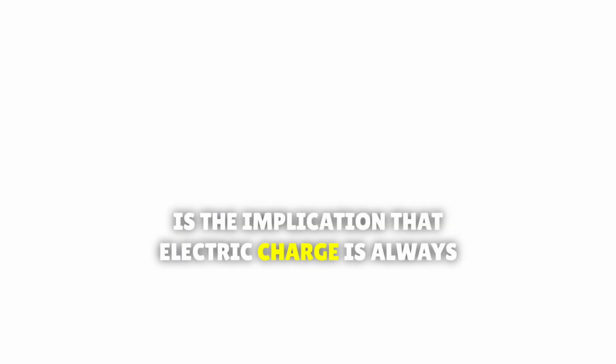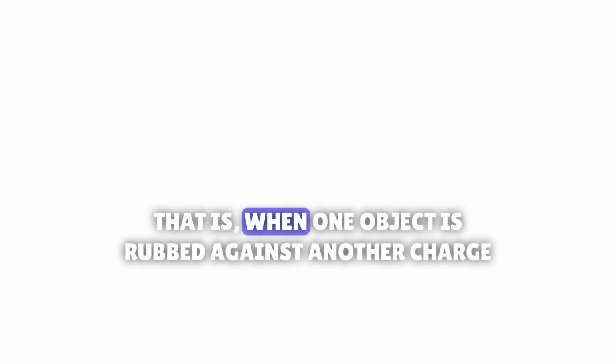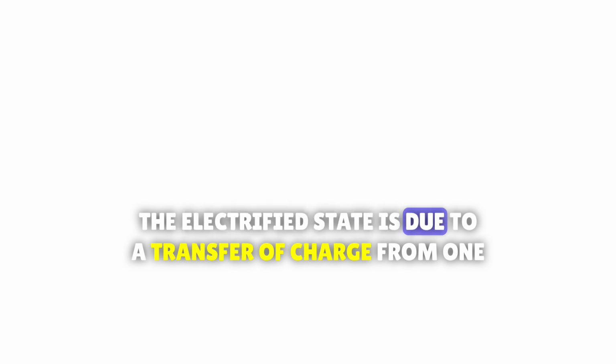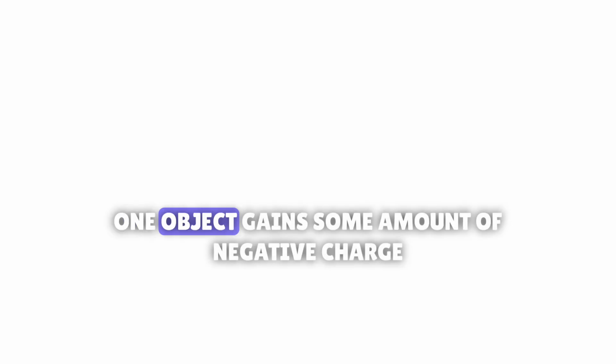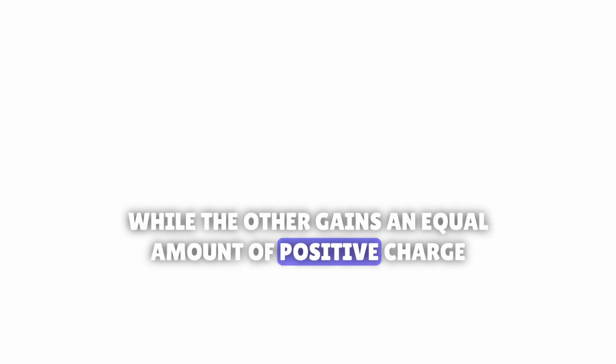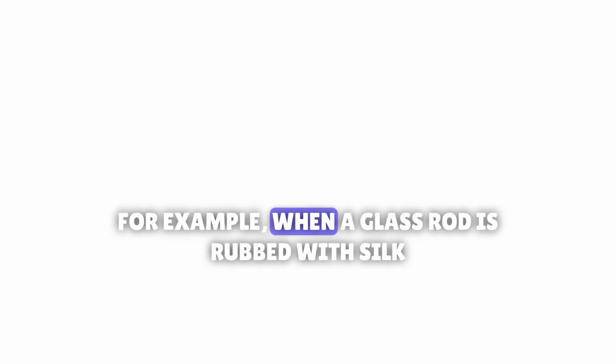Another important aspect of Franklin's model of electricity is the implication that electric charge is always conserved. That is, when one object is rubbed against another, charge is not created in the process. The electrified state is due to a transfer of charge from one object to the other. One object gains some amount of negative charge while the other gains an equal amount of positive charge. For example, when a glass rod is rubbed with silk, the silk obtains a negative charge that is equal in magnitude to the positive charge on the glass rod.